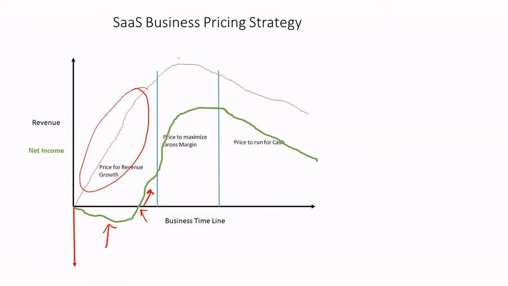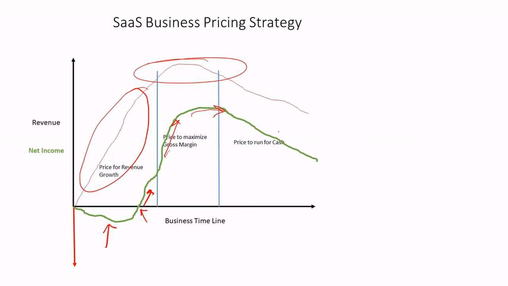And then if we enter into this business stage where revenue growth essentially stalls, then we may need to change the business structure and our pricing so that we can continue to grow our net income during this stalled revenue period and reach the maximum net income of our business, even where revenue is not growing anymore.